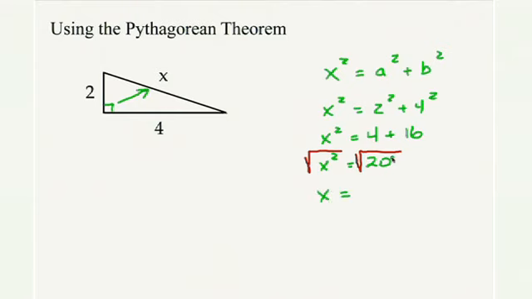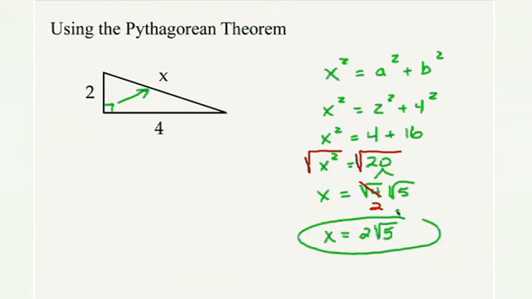The square root of 20, however, is not a perfect square, but we have learned how to simplify those. So if you think of your list, what perfect square divides into 20, you might think of the 4. And we know that 4 times 5 gives us 20. So what's our final answer? Well, once you take the square root of 4 and make it a 2, that leads you to the final answer of x equals 2 square root of 5.